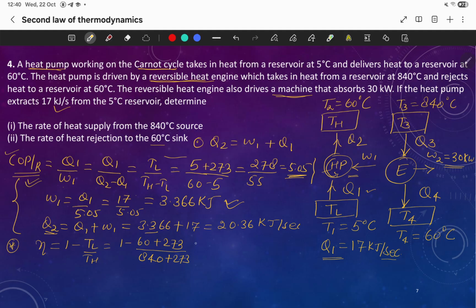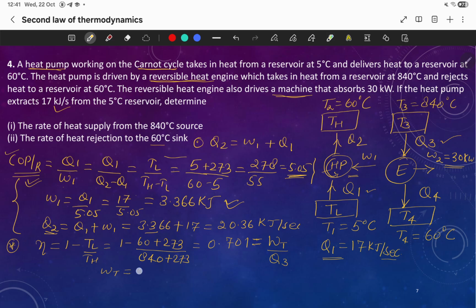Okay, so just do this calculation. We will get the efficiency value as 0.701. Okay, this is the efficiency for heat engine, and this we can equate to work total upon heat input, that will be Q3. Okay, so work total, how can we calculate work total?